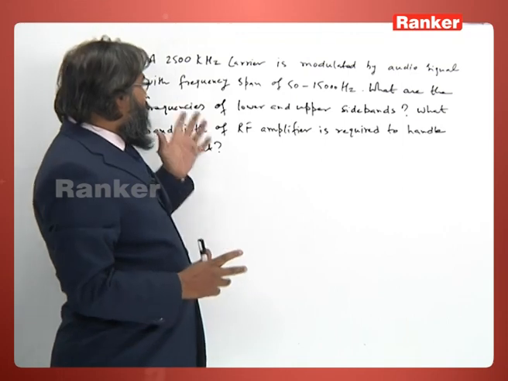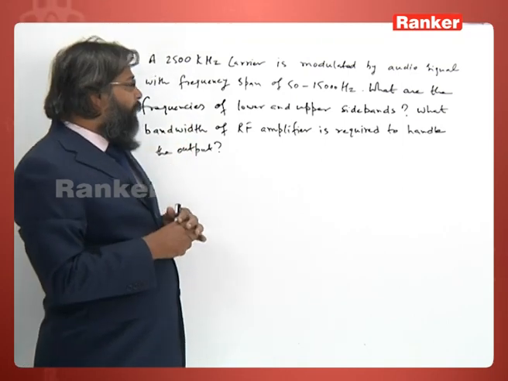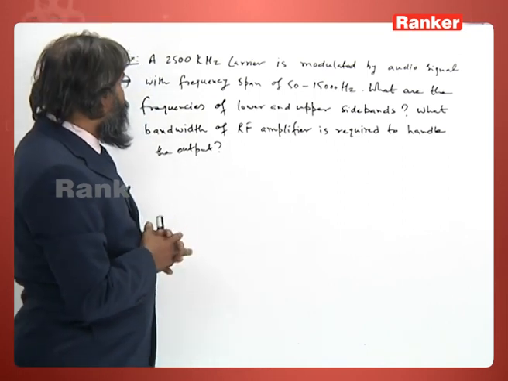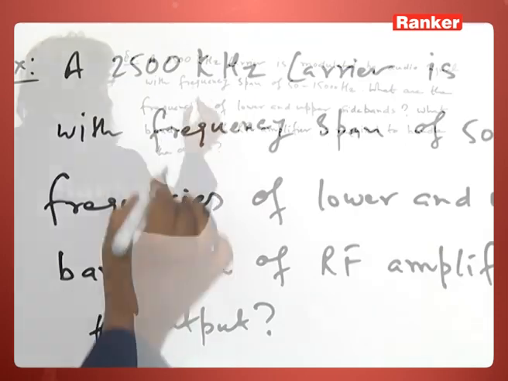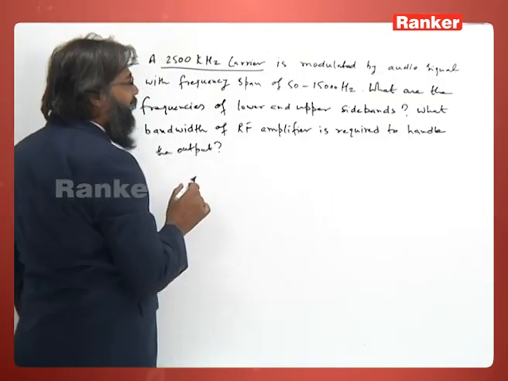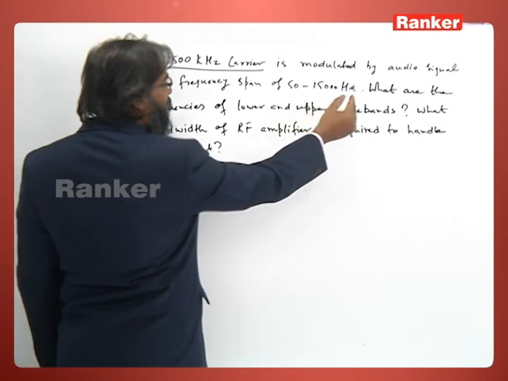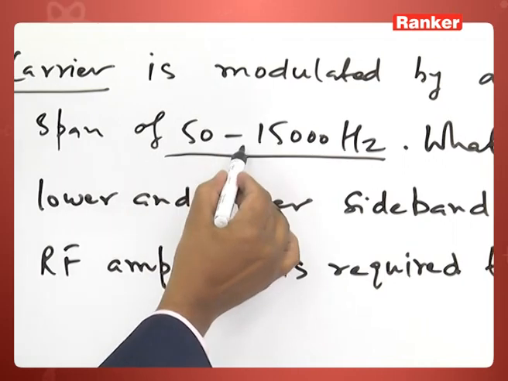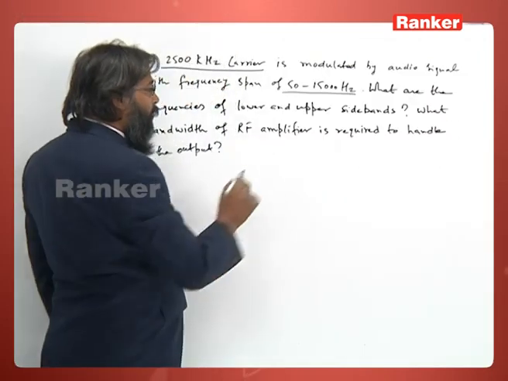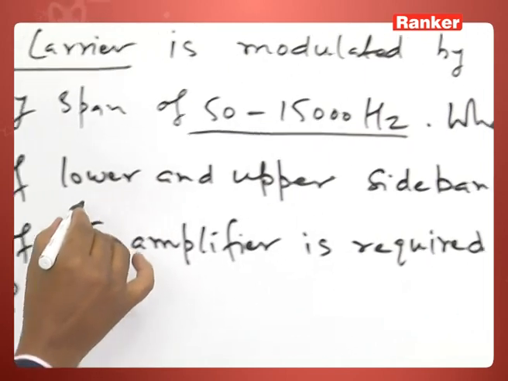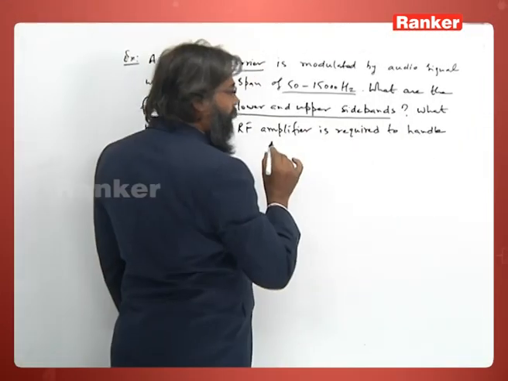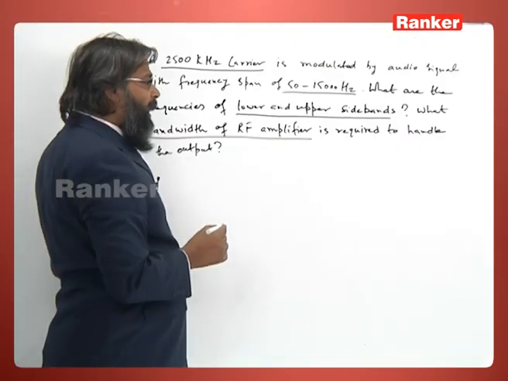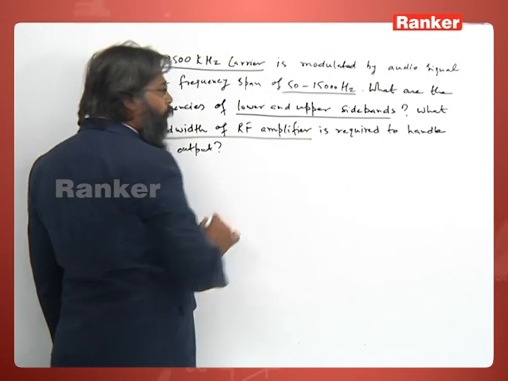So now let us take one example where we will talk about the frequencies of the sidebands. A 2500 kilohertz carrier wave is modulated by an audio signal with frequency span of 50 to 15,000 Hz. What are the frequencies of the lower and upper sidebands? What bandwidth of the RF amplifier is required to handle the output?